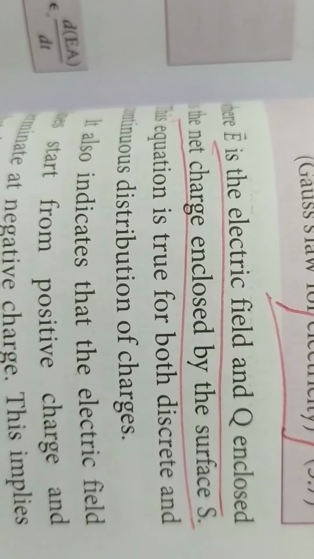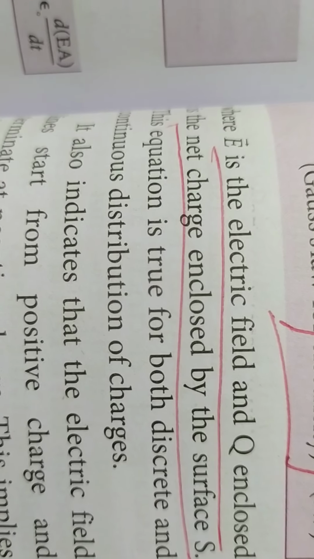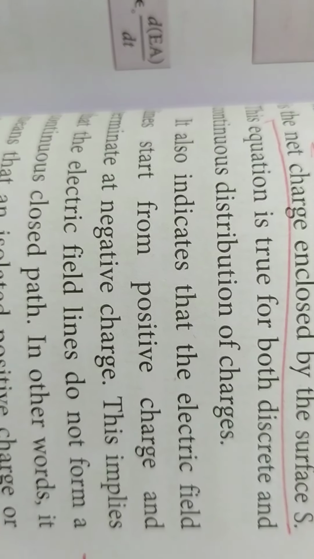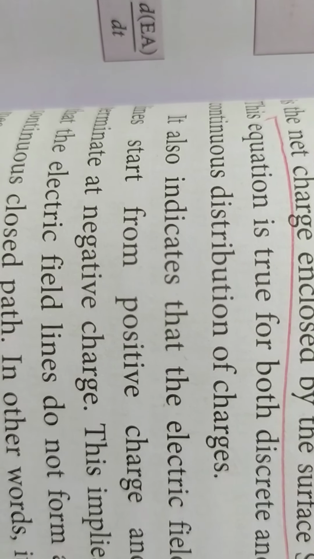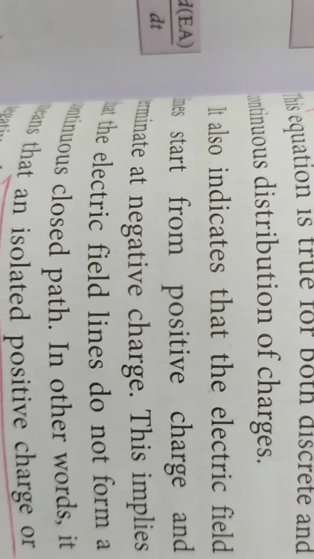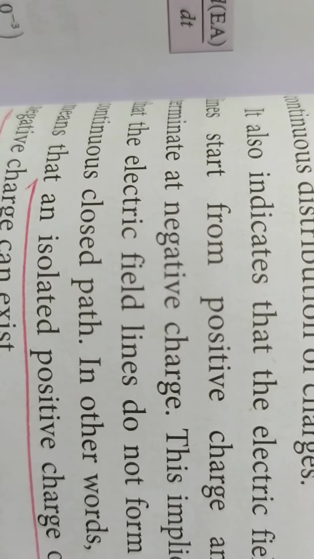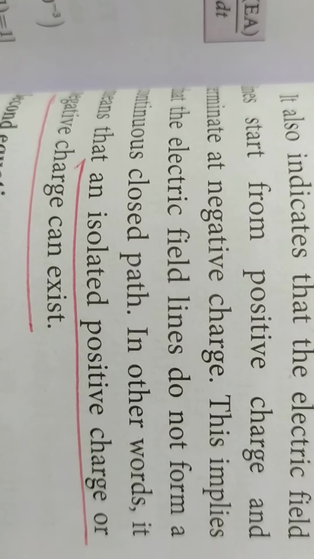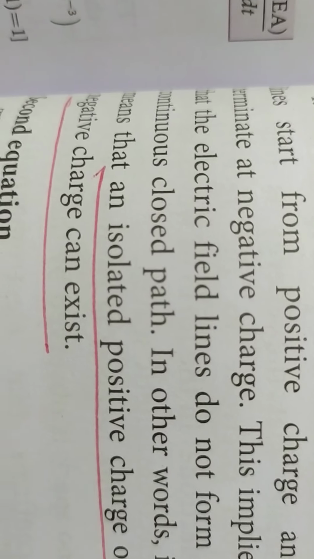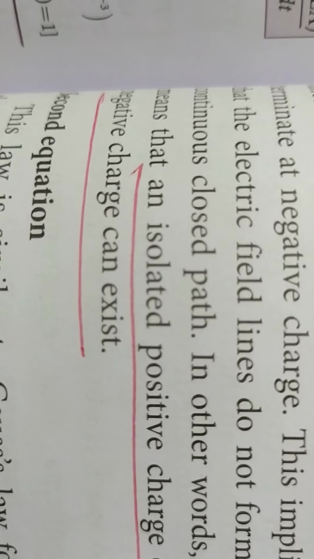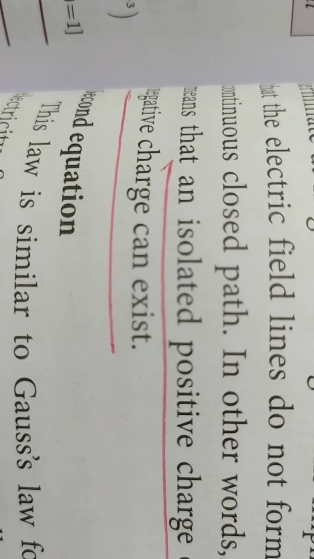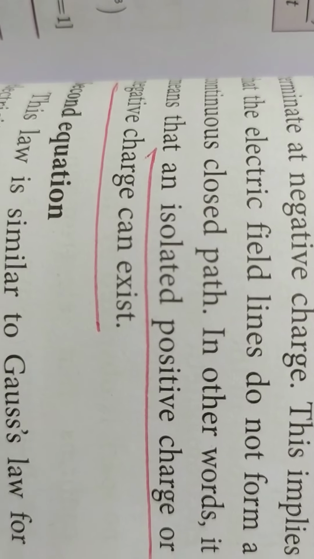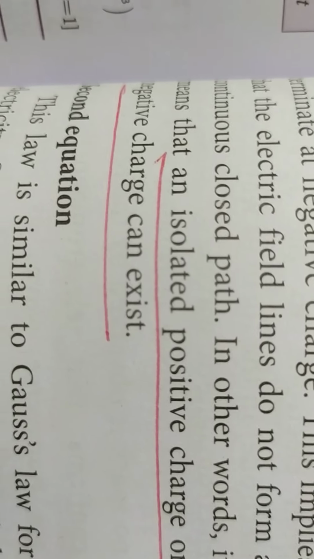And so here E vector is the electric field and Q is the enclosed net charge by the surface S. And this is for both discrete and continuous distribution of charges. This shows that the lines of force start from positive charge and terminate at negative charge, and also the lines do not form a continuous closed path, which shows that isolated positive charge and negative charge can exist. So in the case of electricity, the isolated positive charge or negative charge can exist.